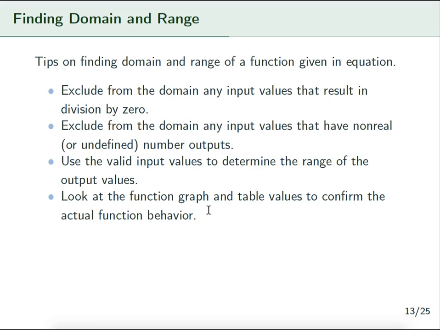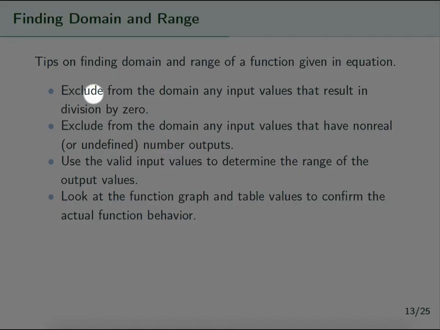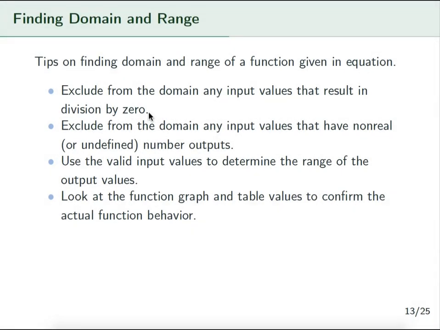And the fourth step is like a verification. We can check our work by looking at the function graph if the function is graphable, and table values to confirm the actual function behavior. So here, the reason we say exclude from is that we begin with all real numbers. Then we find restrictions from the given equation.